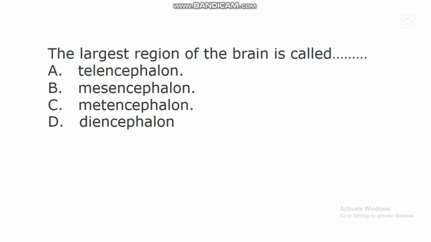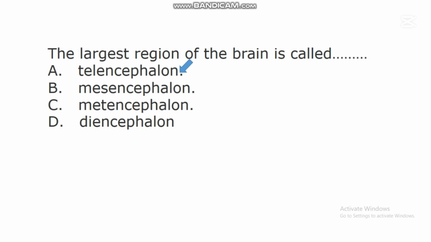The first question says, the largest region of the brain is called dash. A. Telencephalon. B. Mesencephalon. C. Metencephalon. D. Diencephalon. In this question, the correct answer is A. Telencephalon.